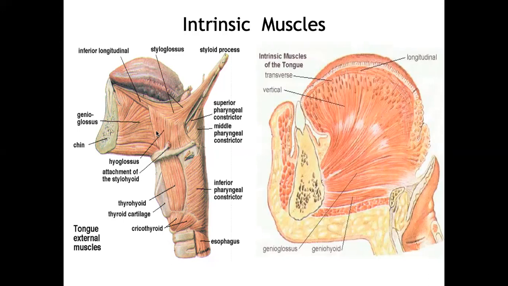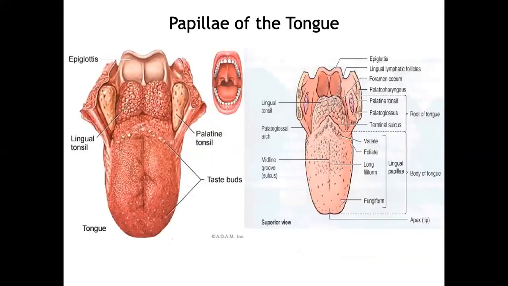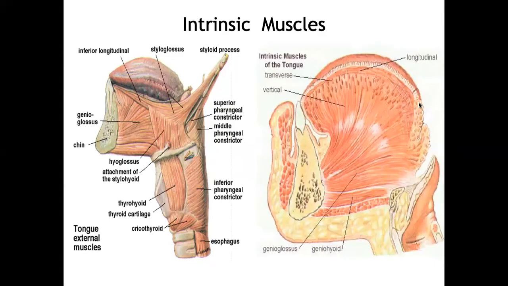One more muscle is inferior longitudinal. So we have got 2 longitudinal muscles. One is above, superior longitudinal, one is below, inferior longitudinal. If this is the tongue, at the upper surface we have got superior longitudinal, and at the lower surface we have got inferior longitudinal. So these are the longitudinal muscles, transverse muscles, vertical muscles.